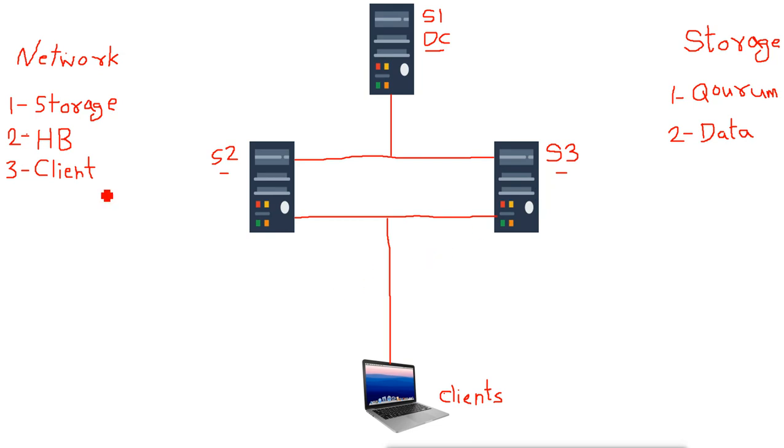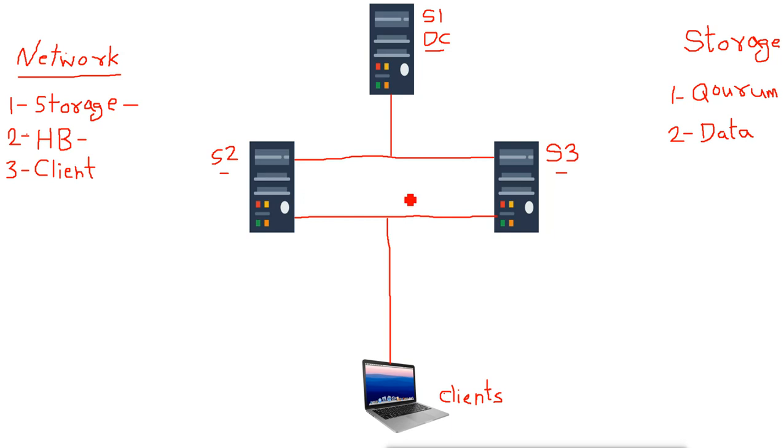Now what do we need to configure the cluster? First, network requirements. We should have at least three separate networks. That means one is dedicated for the storage. To connect the shared storage we need a separate network. Then we have traffic for the heartbeat. Heartbeat means all the servers in the cluster exchange heartbeats between each other. Server 2 will send the heartbeat to the other server, and server 3 will send the heartbeat to server 2, in a very short time.